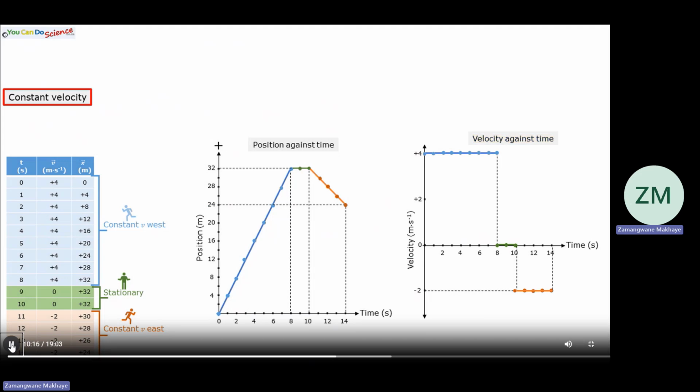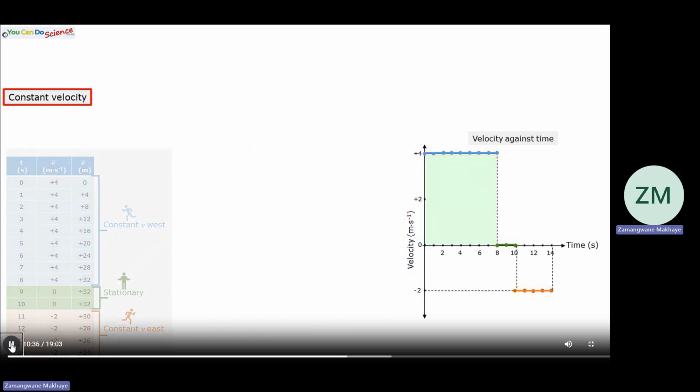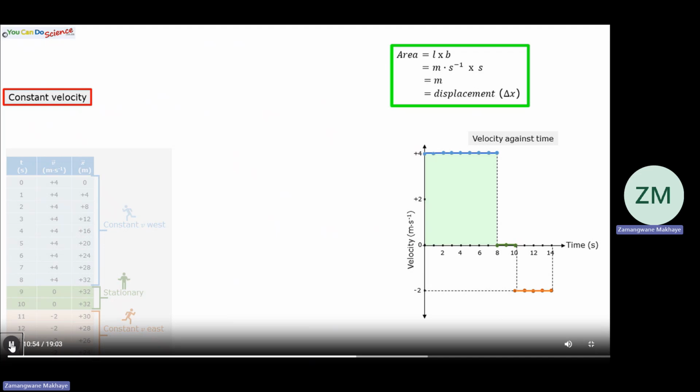Note, the vertical lines are dotted lines. A straight line, parallel with the x-axis, indicates a constant velocity. The intercepts on the y-axis indicate the magnitude and direction of each velocity. The area below the velocity time graph can be determined with this equation that calculates the area of a rectangle. If the units for the two sides are substituted and simplified, we get meter, which is the unit for displacement, or change in position.